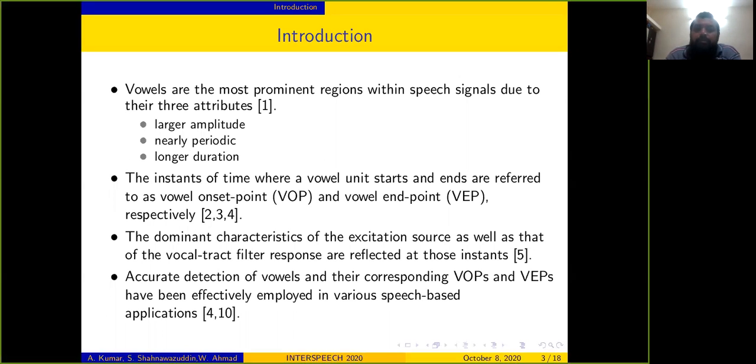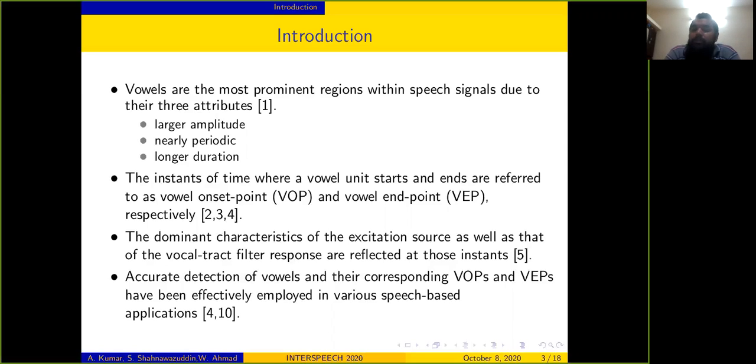So let us first begin with the introduction. Basically, vowels are the most prominent regions in a speech signal due to three very important attributes. The first attribute is they have larger amplitude. They are also nearly periodic, and these vowel regions are of longer duration. The instant of time where a vowel unit starts is called the vowel onset point, and when the vowel unit ends, that is called the vowel end point or VEP.